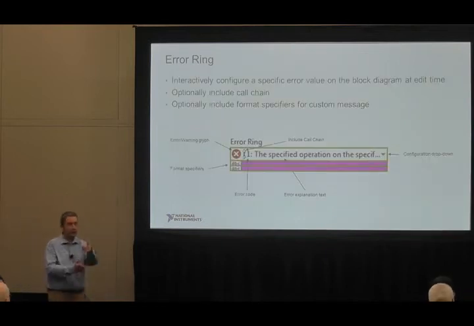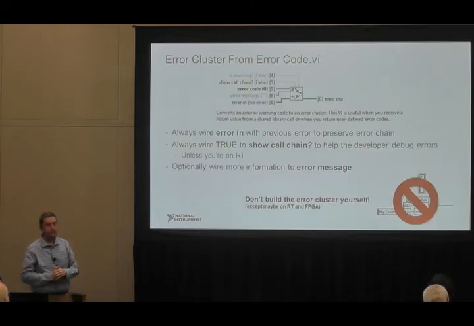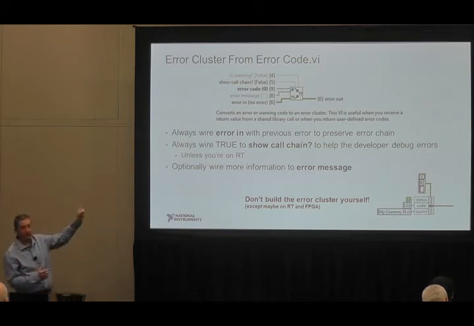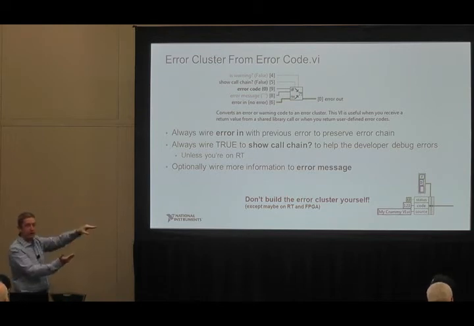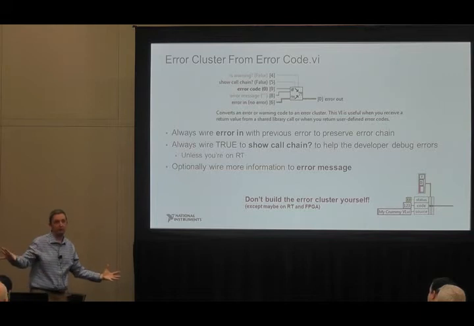So the error ring, yes, question? Did your error message overwrite what's coming along? So the question is, if you wire in the error message, does that overwrite something? No, that's the cool thing. You are generating an error cluster with this VI right now. Remember, if you wire an error in to this VI, it doesn't do anything, it just passes the error out. So you're using this VI because you want to create an error value for some end user of this program.